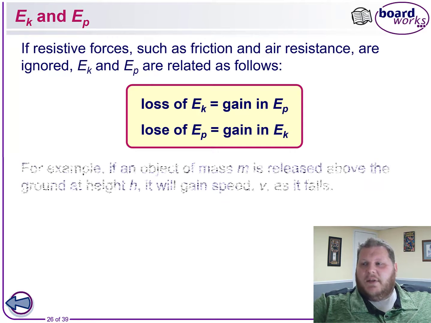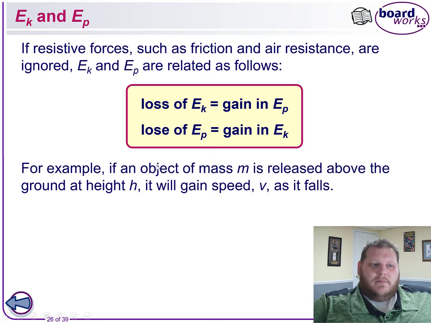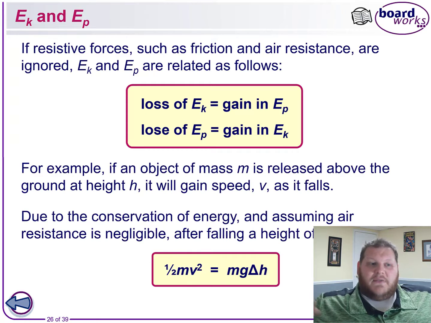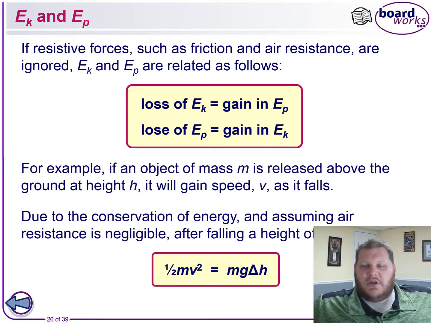Like I had said, if an object has a mass of m, is released from above the ground at a height h, it will gain speed v as it falls. And again, due to the conservation of energy, energy is not created or destroyed; it's just transferred from one to the other. If we assume that air resistance doesn't have any effect on it, a change in that height, falling, would lead to a change in our velocity as well.